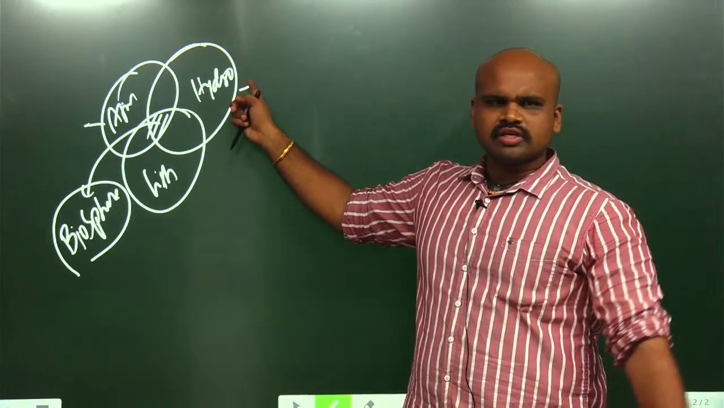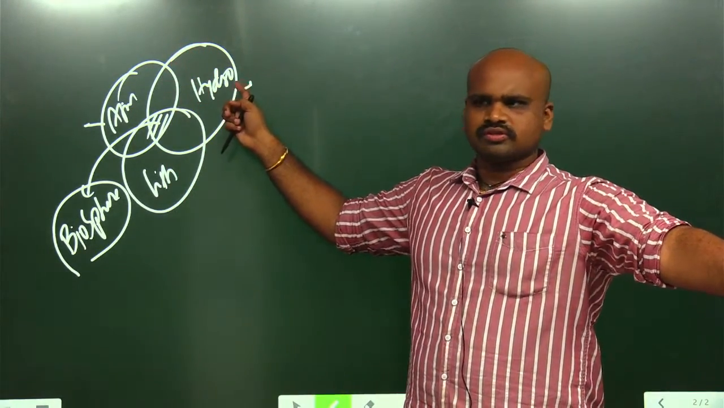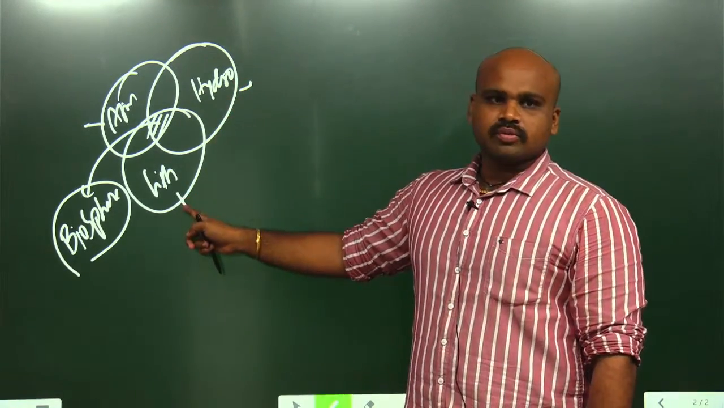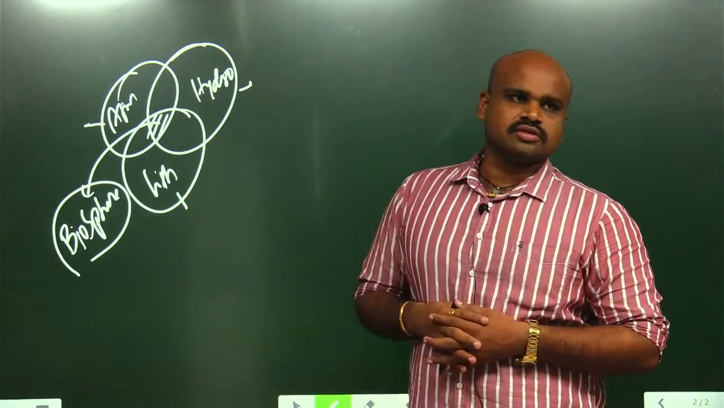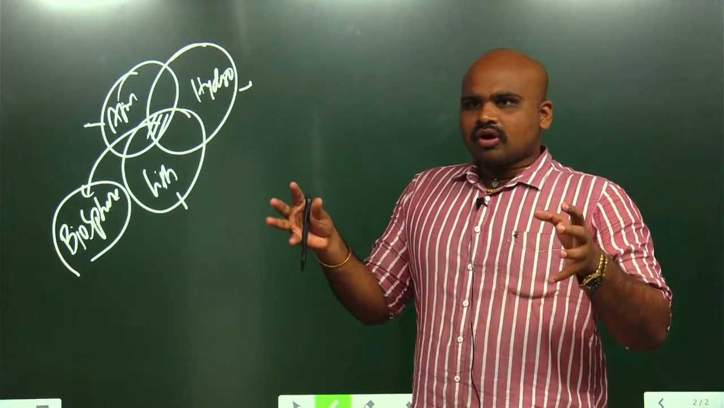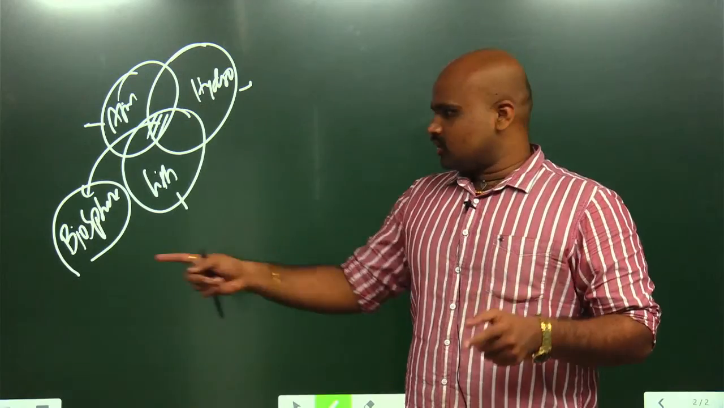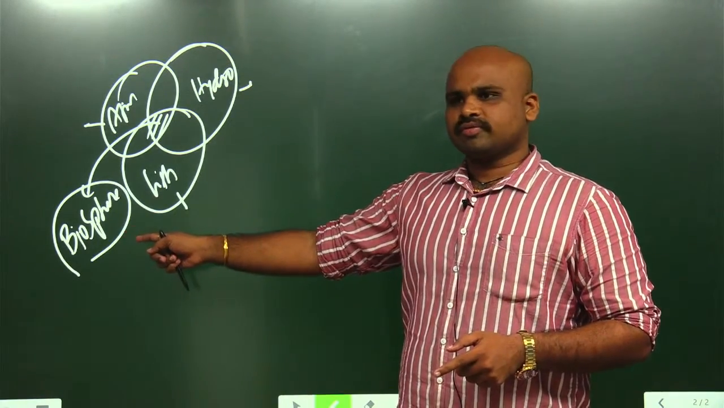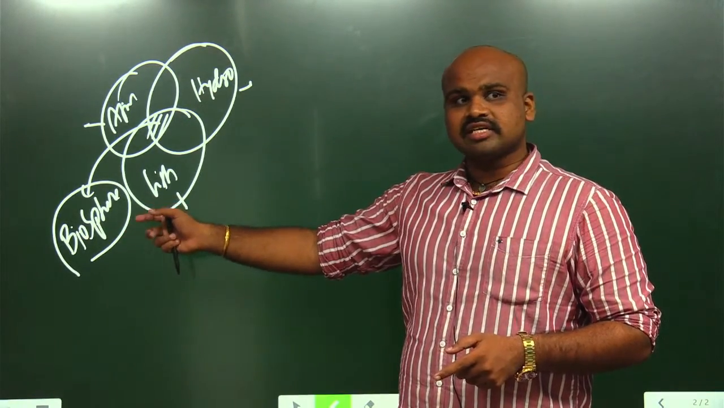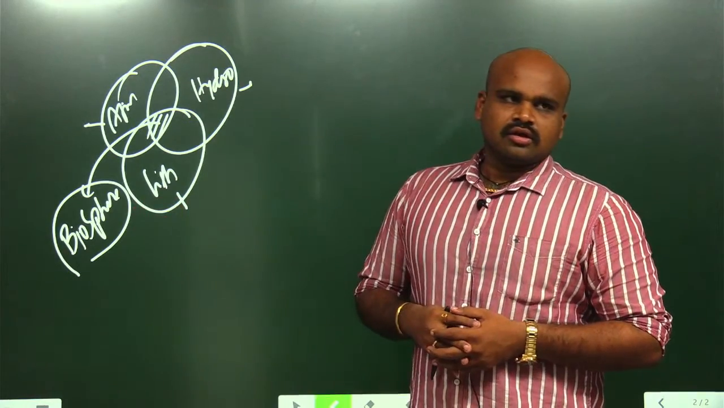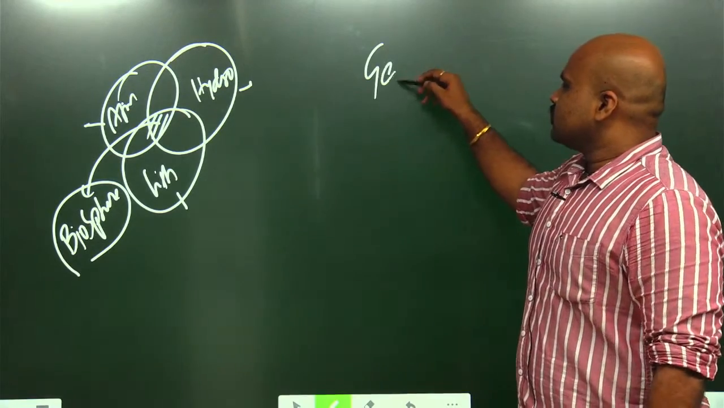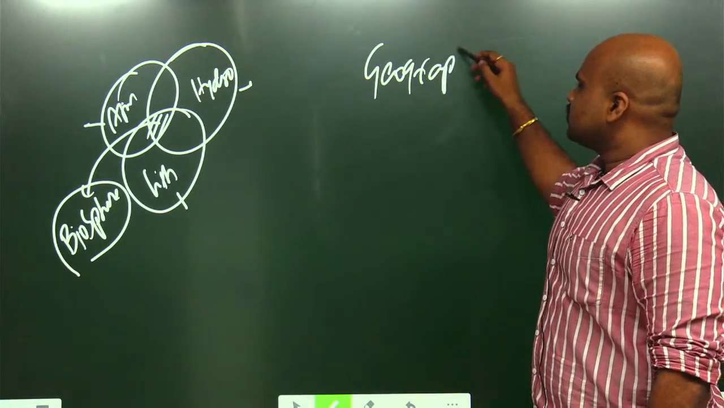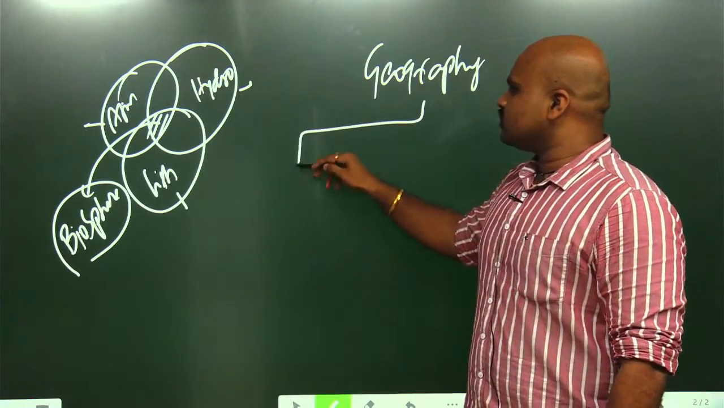Hydrosphere, which deals with your water, oceans, right? Lithosphere, which deals with the earth's surface and the interiors of the earth. That means all of them have to be in tandem for the biosphere to flourish, for the biosphere to exist in its entirety. So what is going to happen with respect to the subject of geography? You see that geography can be divided into three aspects.